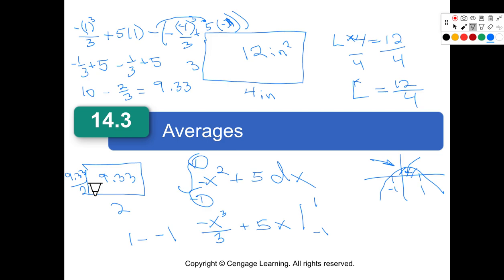And the average is what would be the height of the rectangle that has that same length and the same width? That's all it is. We'll show you some pictures. So I just want you to see, if you could do the first one, area of 12, length of 4, 12 divided by 4, that's the average. That's the average height is what we're getting out of it.